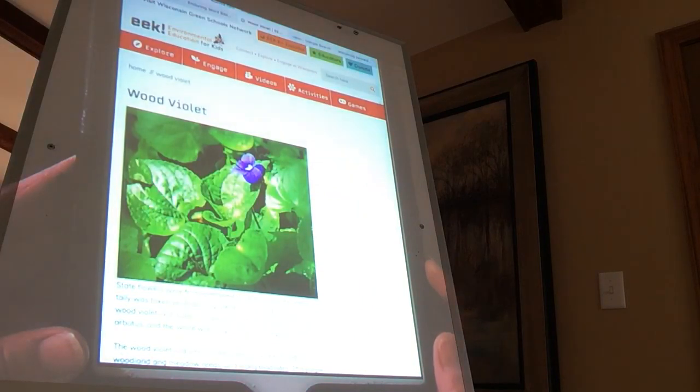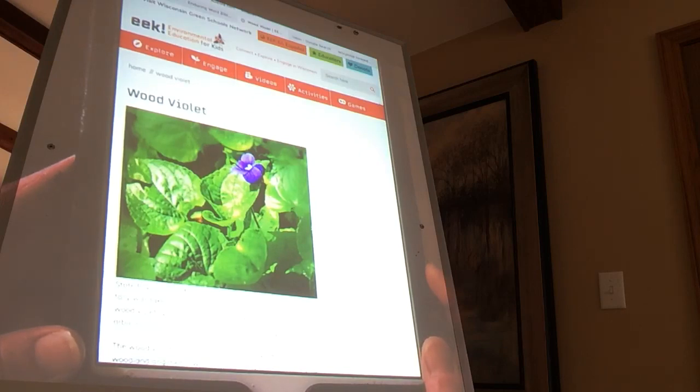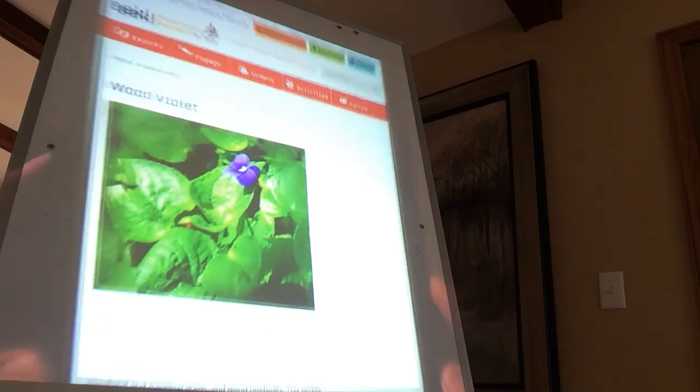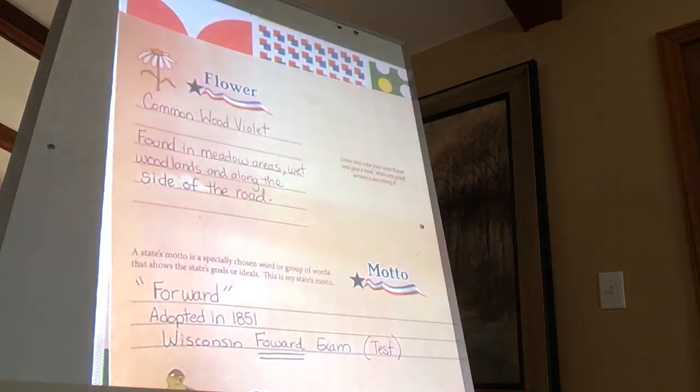And it's very common actually around here. Mrs. B has them around her house because I'm right by a lake, so that would be a wet area, right? A wet woodland. But if you go out into meadows, you will find these. So that's our state flower, the common wood violet.